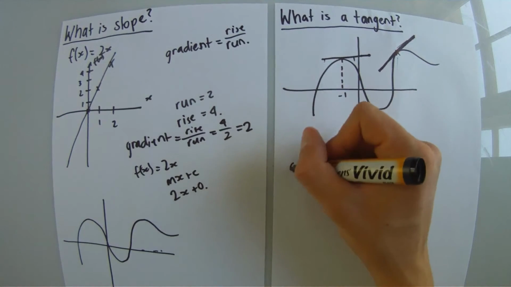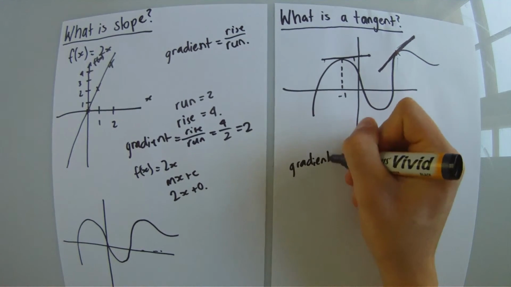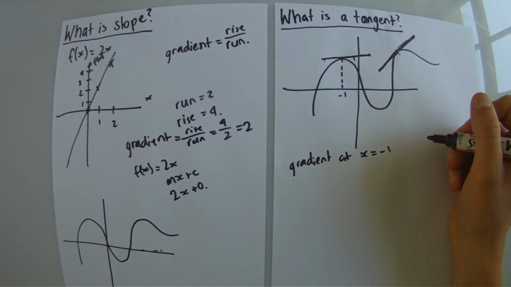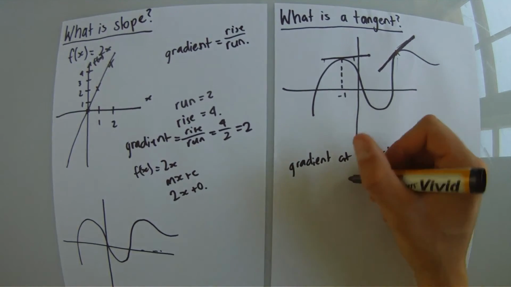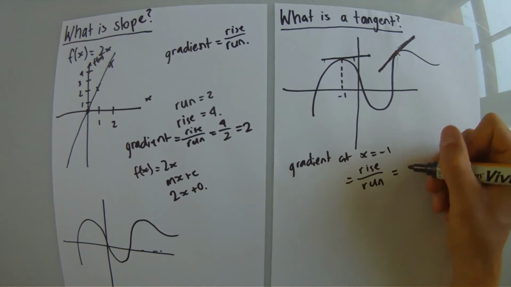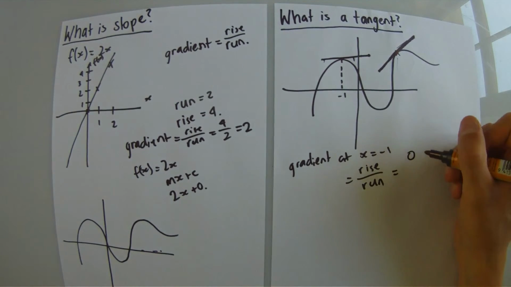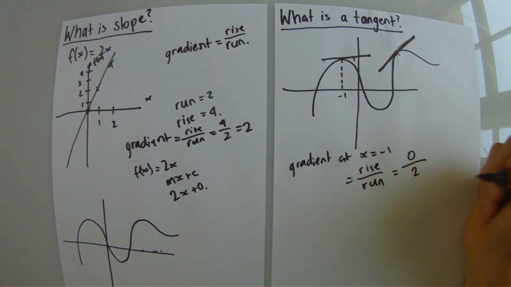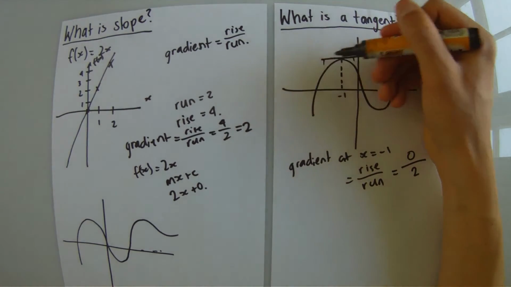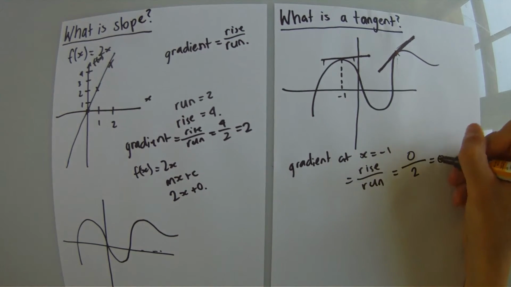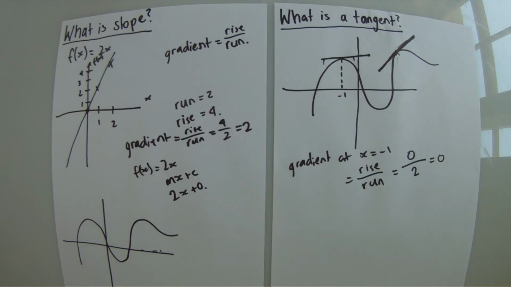So the gradient at x equal to -1 is rise over run, which is 0 divided by whatever number you choose. We'll just choose 2, taking from -2 to 0. So this tells us that the gradient at this point here is 0. You can do this at any point, really.